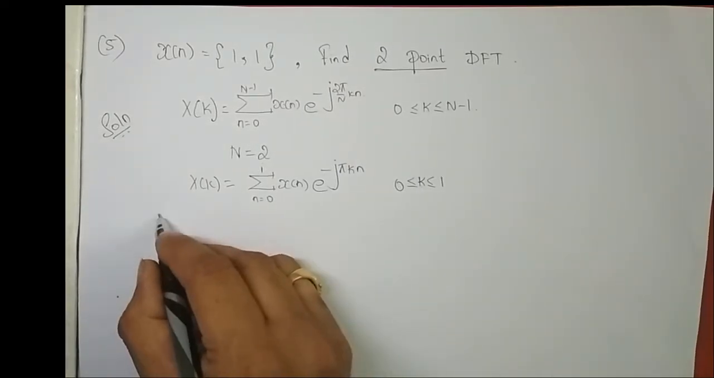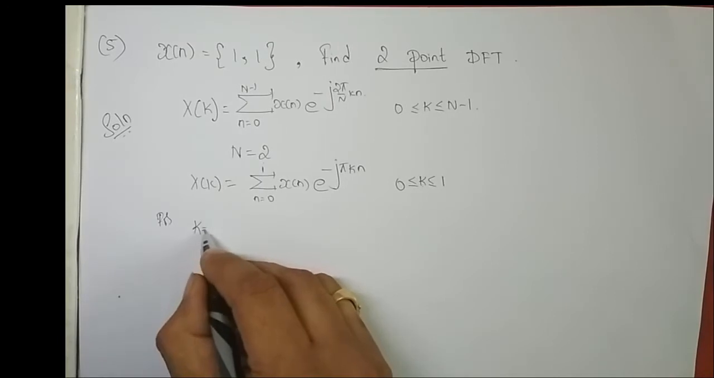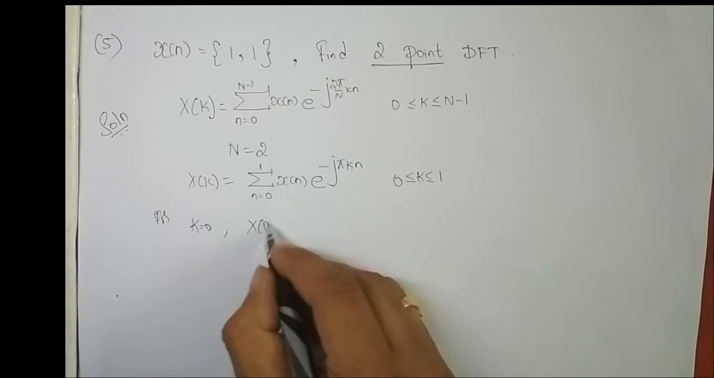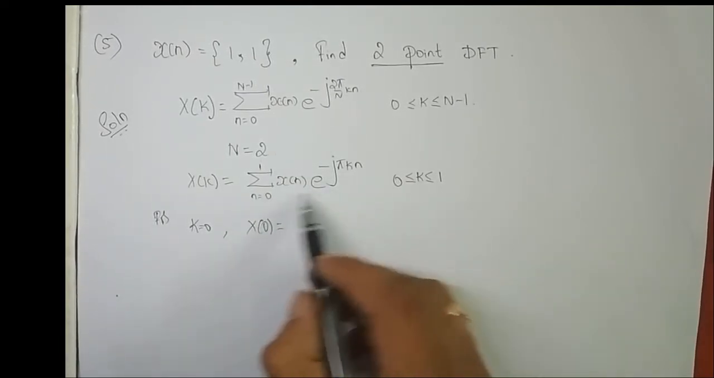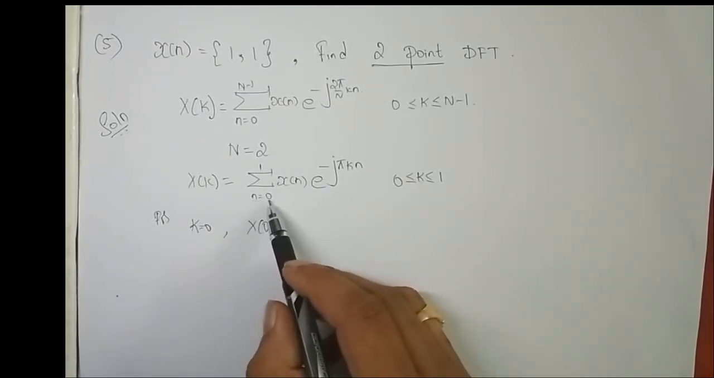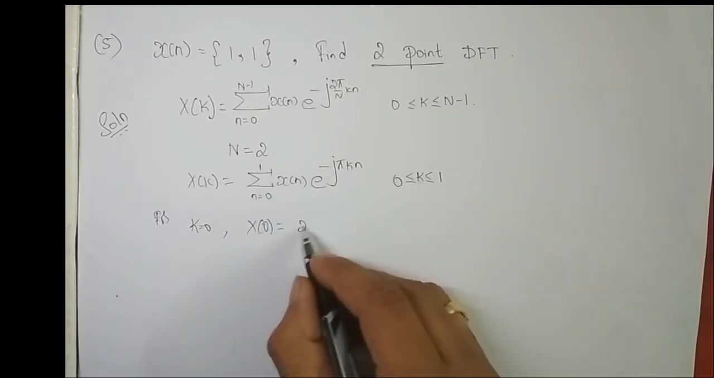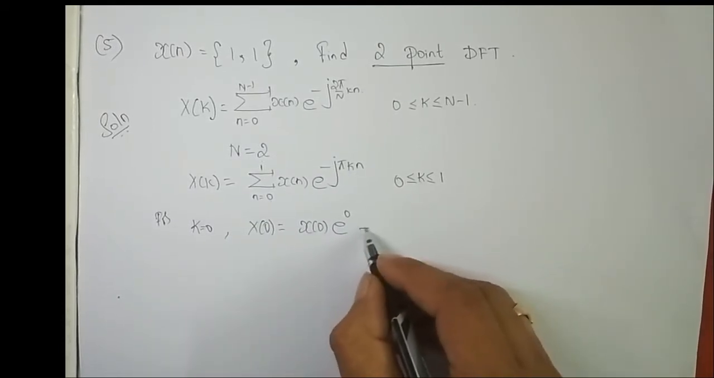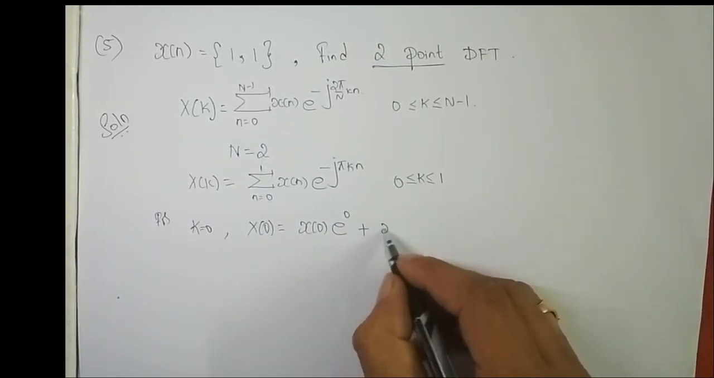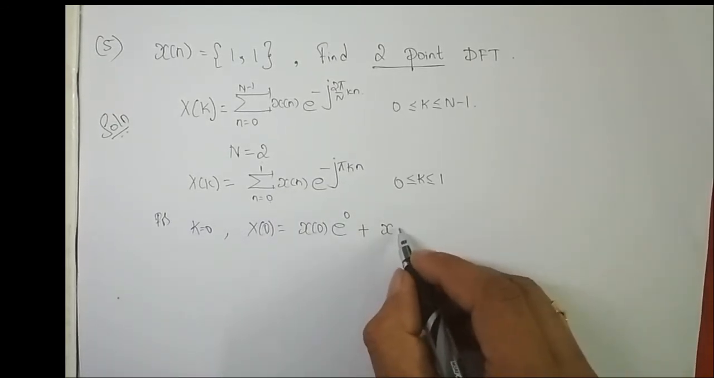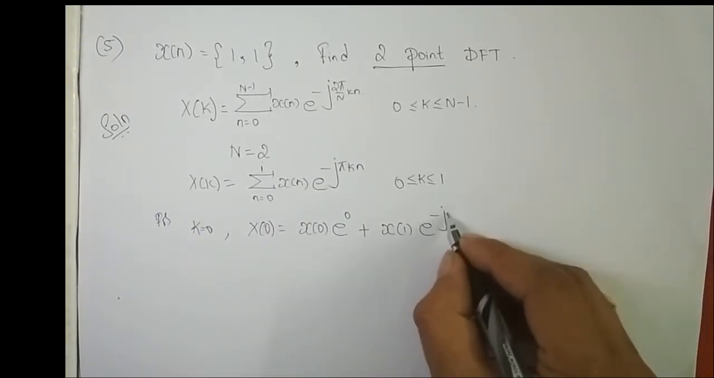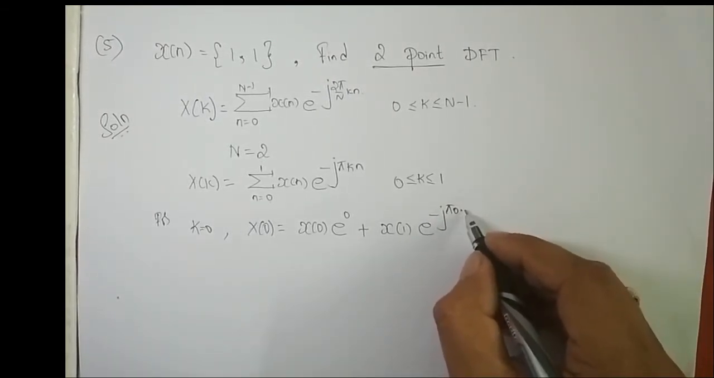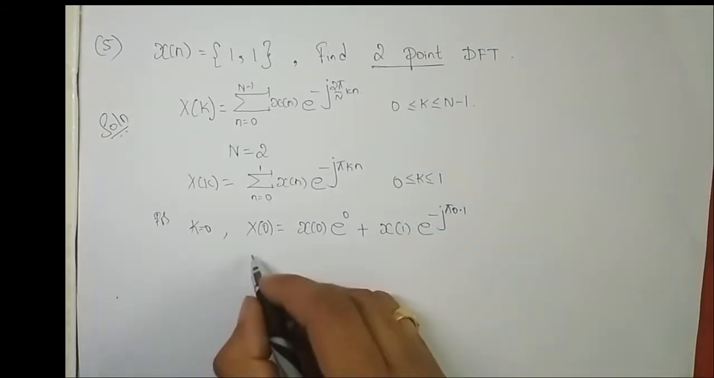So for k equal to 0, we will give the first value of k, which is 0. What do I get? X of 0 is equal to, so we are going to expand the summation by giving values for n. So n takes 0 and 1. For n equal to 0, I get x of 0 into e power 0, plus x of the next value for n, which is 1, x of 1 into e power minus j pi into k, which is 0, and n is 1. So this is also e power 0.